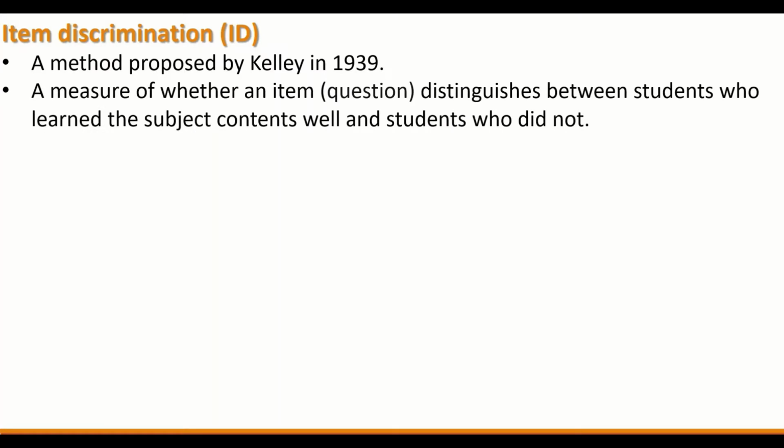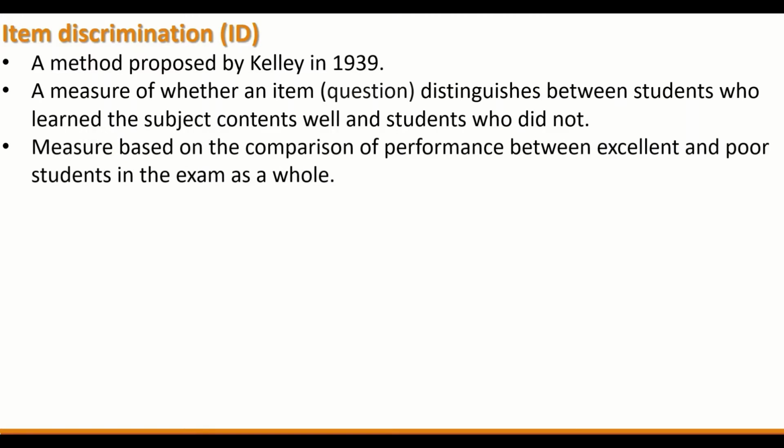Item discrimination, abbreviated ID, is a method proposed by Kelley in 1939. It is a measure of whether an item, which is a question in this case, distinguishes between students who learned the subject content well and students who did not. The measure is based on the comparison of performance between excellent and poor students in the exam as a whole.